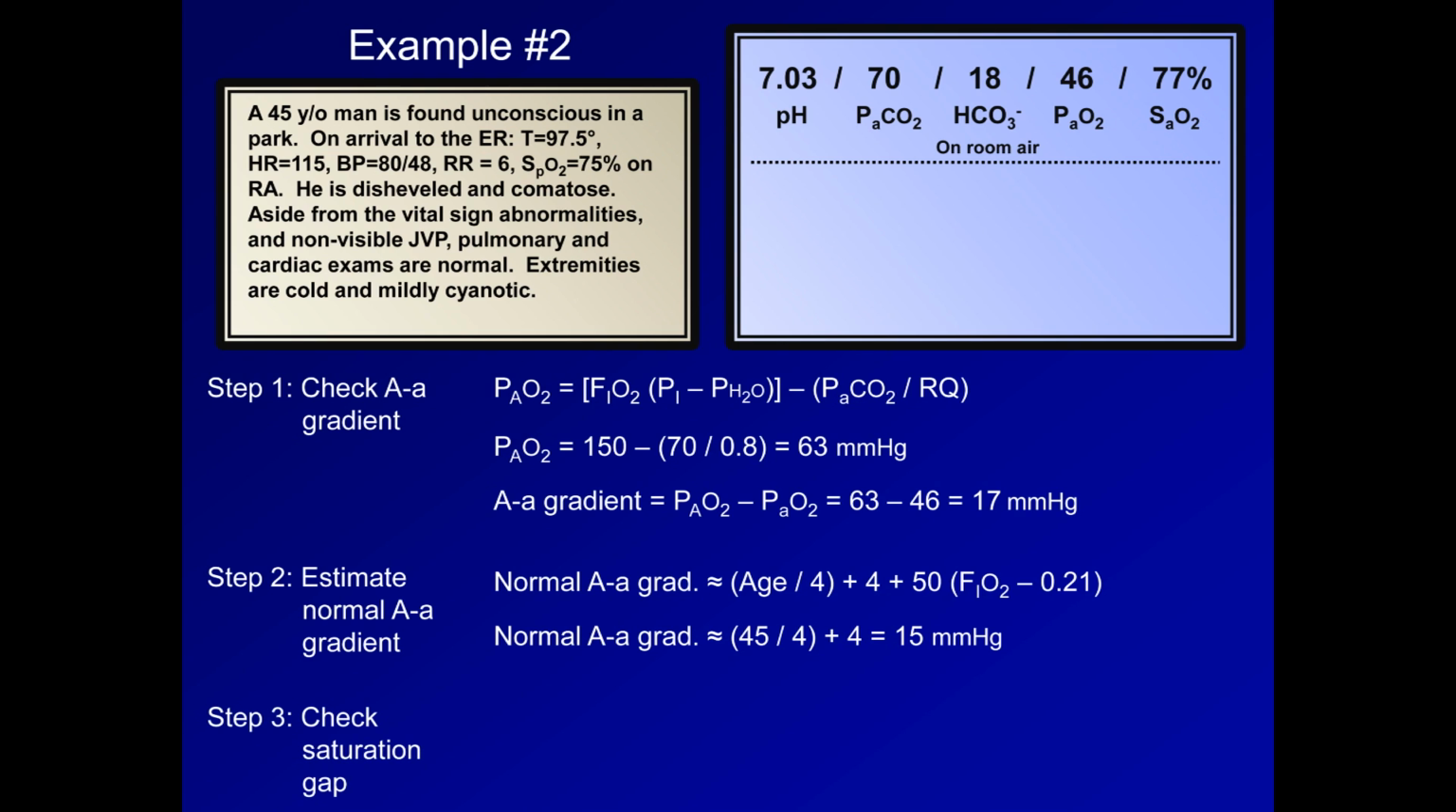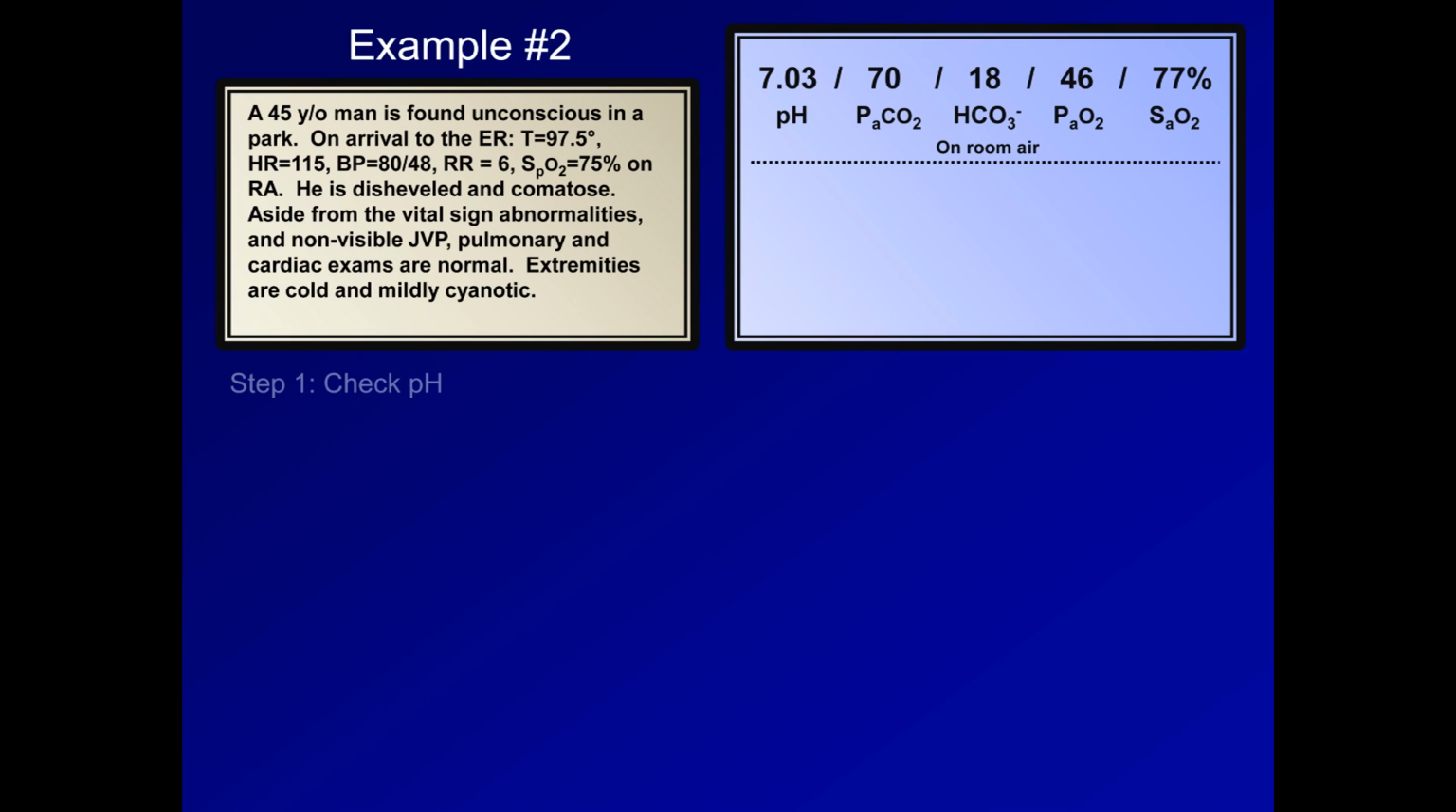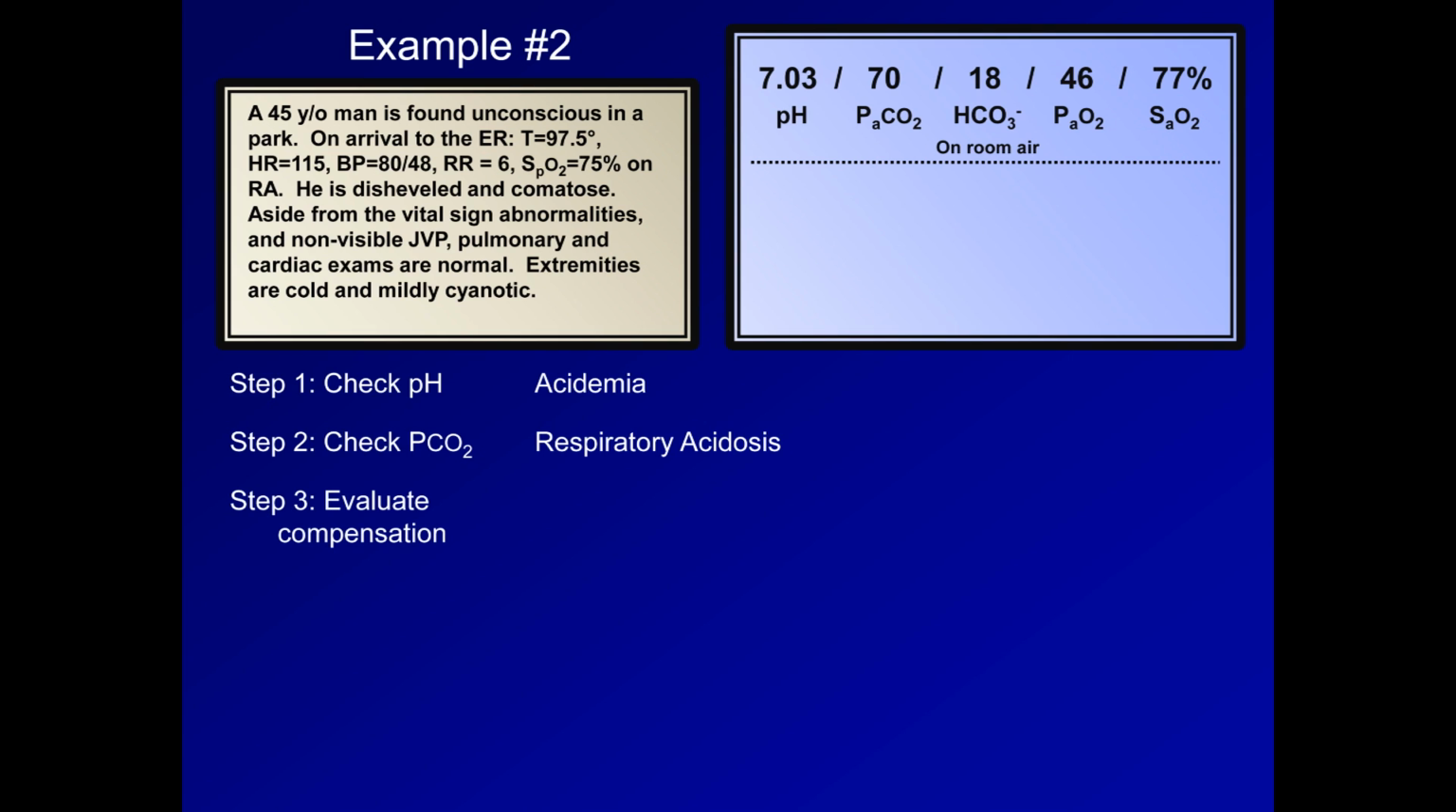Step 3. Check the saturation gap. The absolute value of 75% minus 77% is 2%, which is normal. Next, acid-base status. Step 1, the pH tells us the patient has an acidemia, and in step 2, the high PCO2 tells us that the acidemia is, at least in part, due to a respiratory acidosis. When we evaluate the compensation in step 3, we don't even need to know the specific equation. Since appropriate compensation for respiratory acidosis should result in a higher than normal bicarb, and our bicarb is lower than normal, we know that a primary metabolic acidosis must be present.